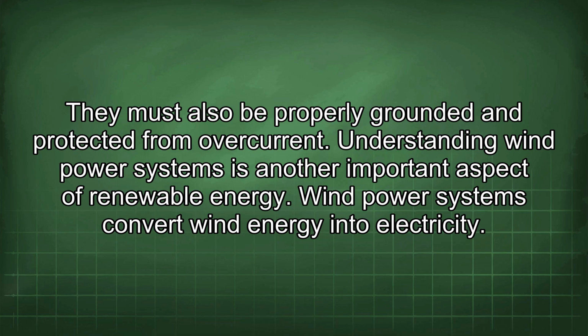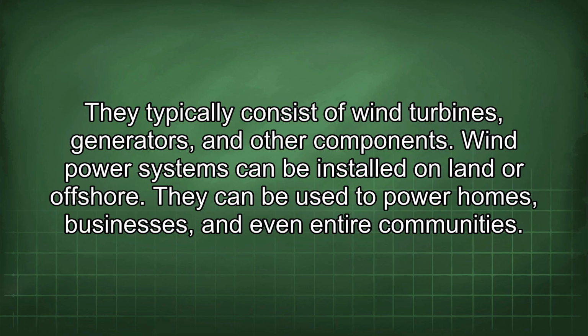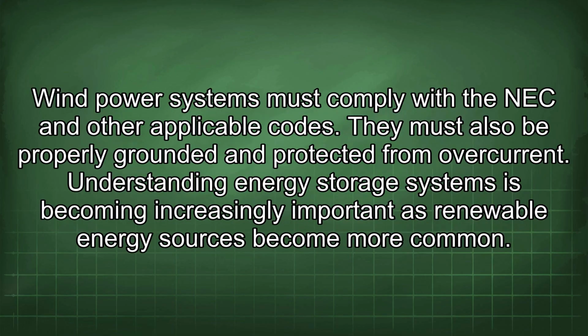Understanding wind power systems is another important aspect of renewable energy. Wind power systems convert wind energy into electricity. They typically consist of wind turbines, generators, and other components. Wind power systems can be installed on land or offshore. They can be used to power homes, businesses, and even entire communities. Wind power systems must comply with the NEC and other applicable codes. They must also be properly grounded and protected from overcurrent.